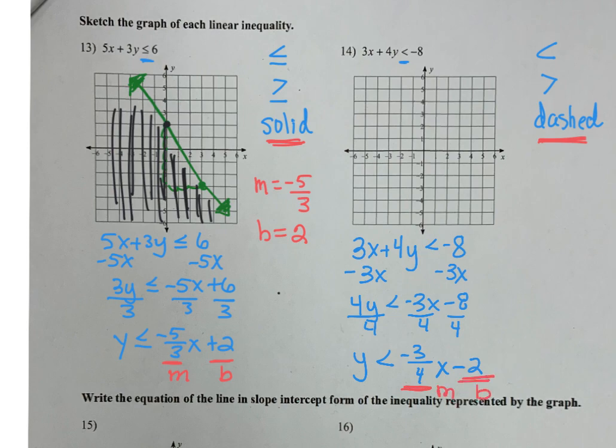My y-intercept is negative 2. So let me put that up here. My slope is negative 3 over 4. My y-intercept is negative 2.